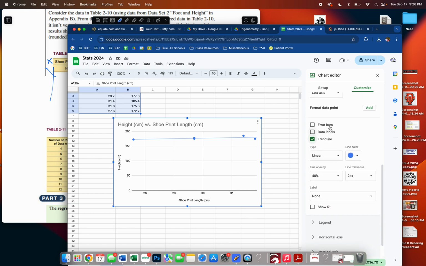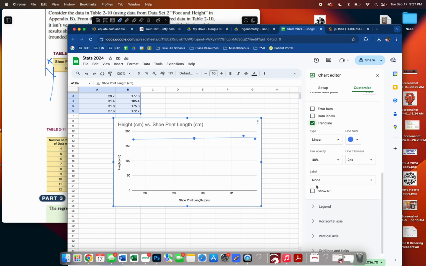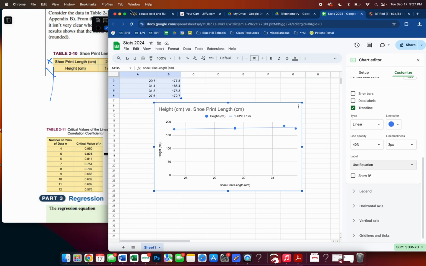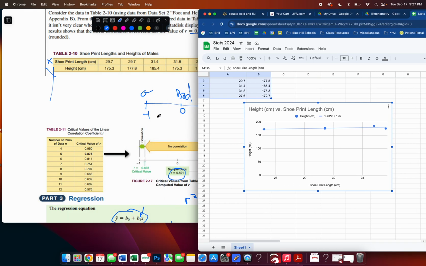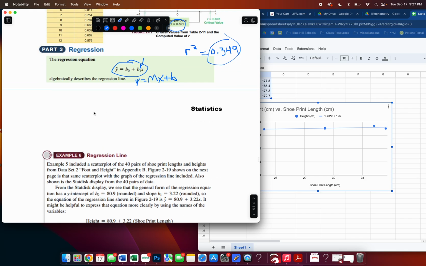So what I'm going to do is go down here where it says Label. Right now it says None. I want to use Equation, okay? What it does here is, in the area right below the chart title, it gives me that equation. I'm going to write that down over here. I'm going to scoot over so I can see, and bear with me. Let's put it at the top of the second page, all right?